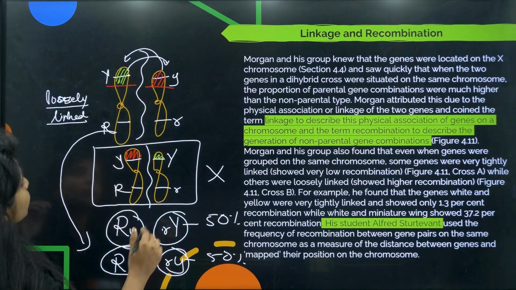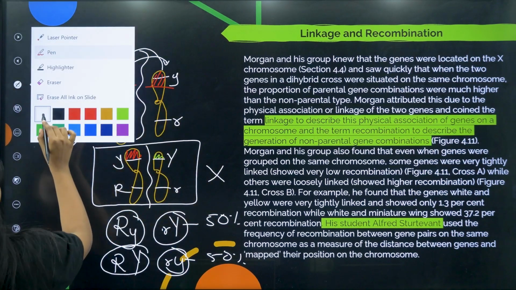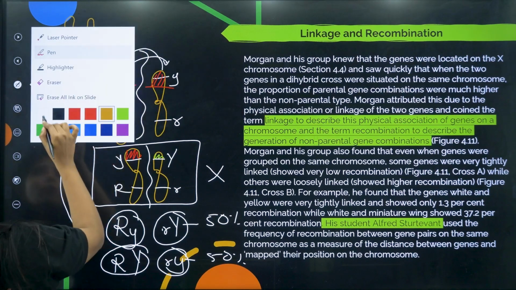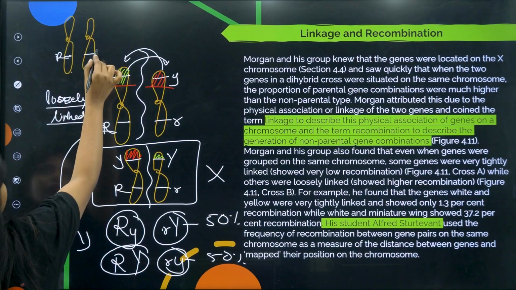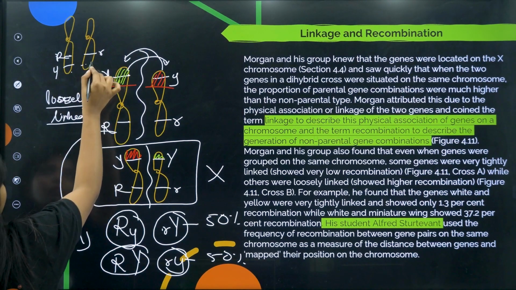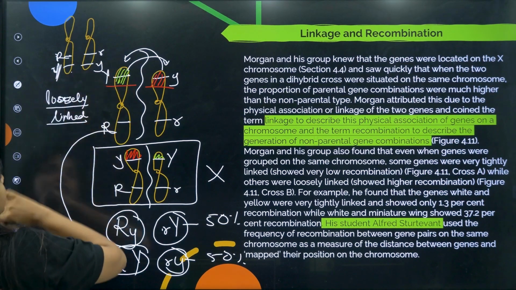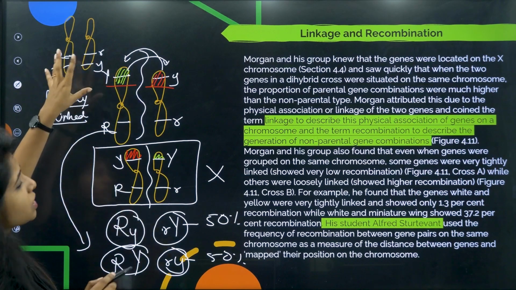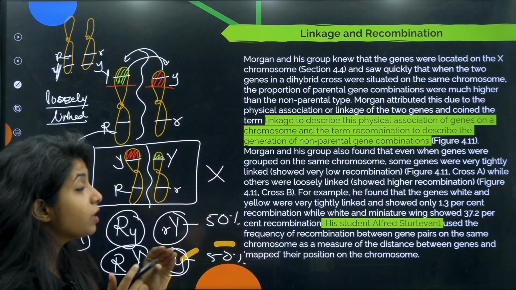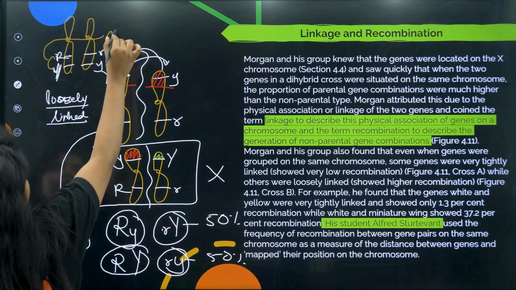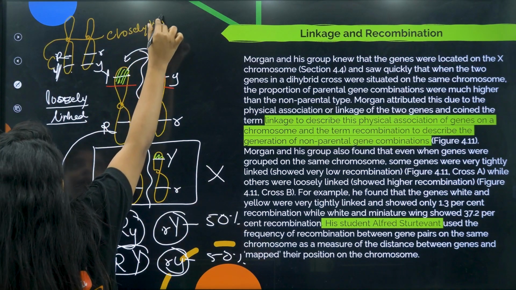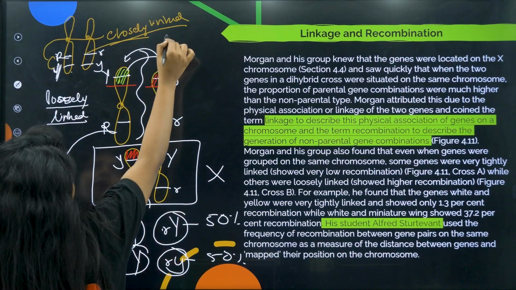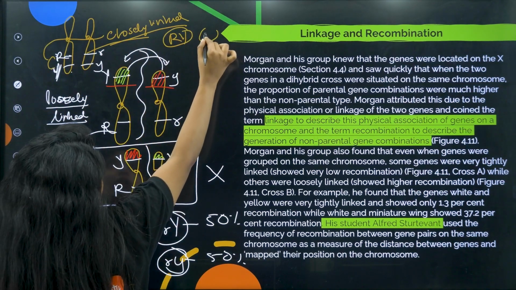But what is the other case where they are tightly linked? For example, you have the chromosome. Over here you have capital R, over here you have small r, over here you have capital Y, over here you have small y. At this point of time, whatever recombination you try to do, it would not be possible. You can cut and paste, whatever you do, it's not very much possible because they are closely linked. Now when gamete formation occurs, I will still be getting capital R, capital Y, small r, small y.